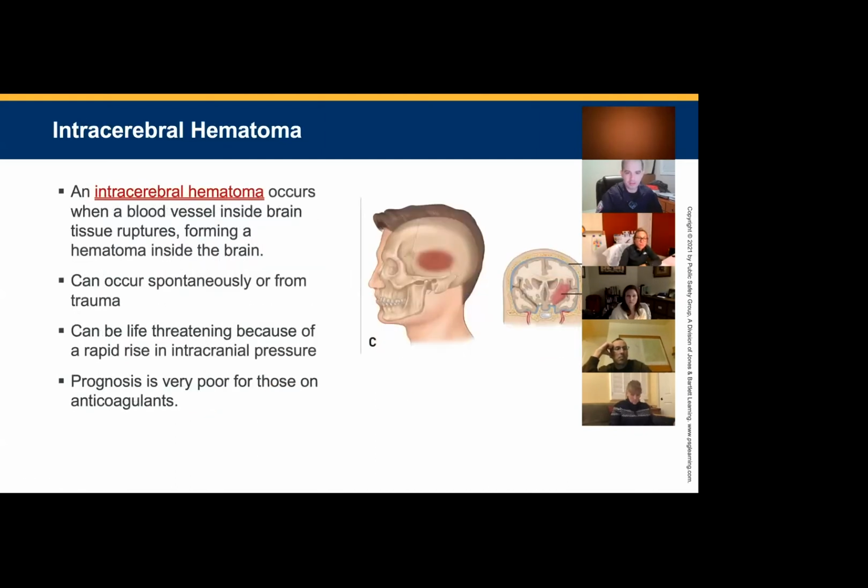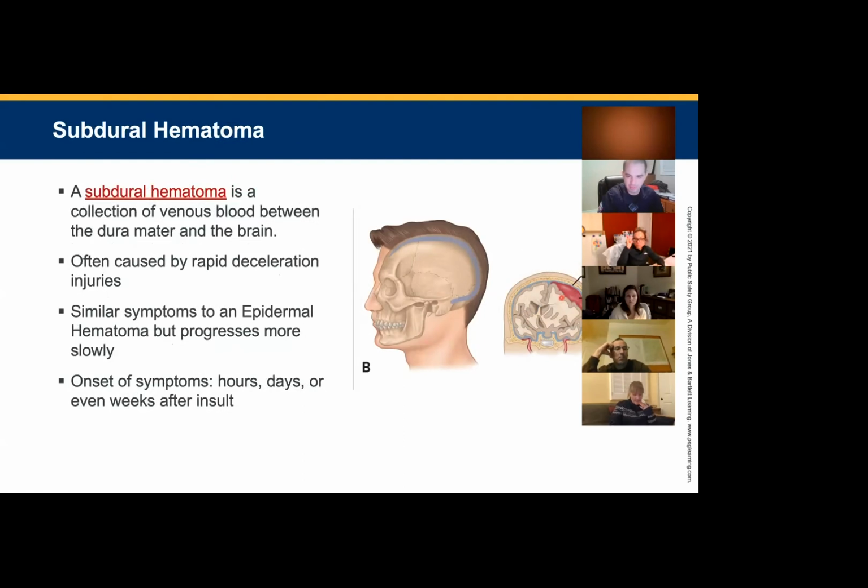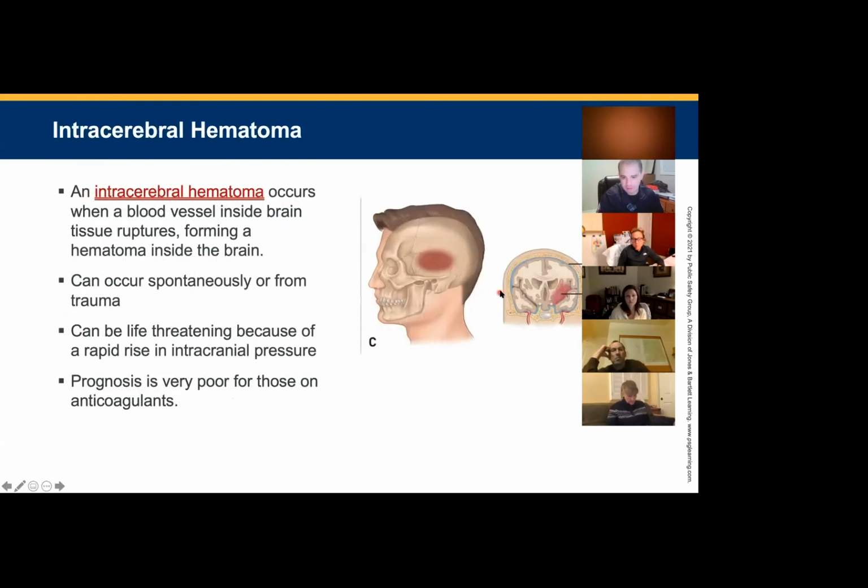And then we have an intracerebral hematoma, which is basically bleeding within the brain itself. In the other two examples, the epidural and subdural hematoma, the bleeding is above the brain. However, with an intracerebral hematoma, the bleeding is inside the brain. This can occur spontaneously or from trauma and can be life-threatening because of the rapid rise of intracranial pressure. Usually the prognosis is very poor for these individuals.